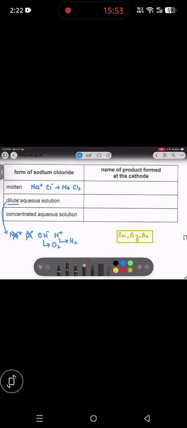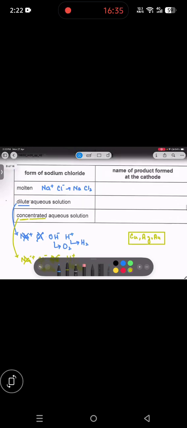Now, the next one is the concentrated. In the concentrated case, first of all, it is an aqueous solution, with sodium again, chloride, hydroxide, and hydrogen. So in the case of concentrated, hydroxide will not be discharged, sodium will not be discharged here, and no copper, silver, or gold is present here. Hydrogen will come out in the form of hydrogen gas. Chlorine will come out in the form of chlorine gas.